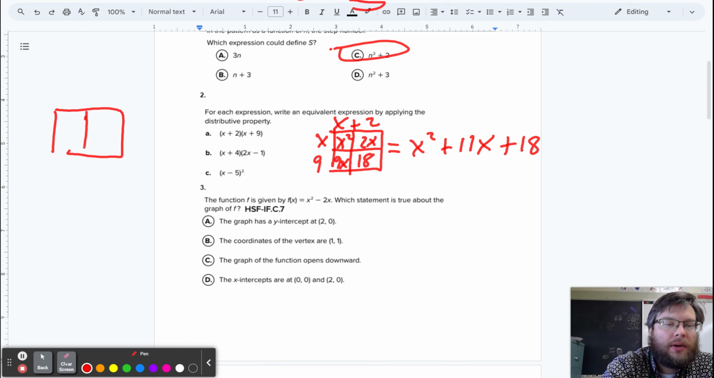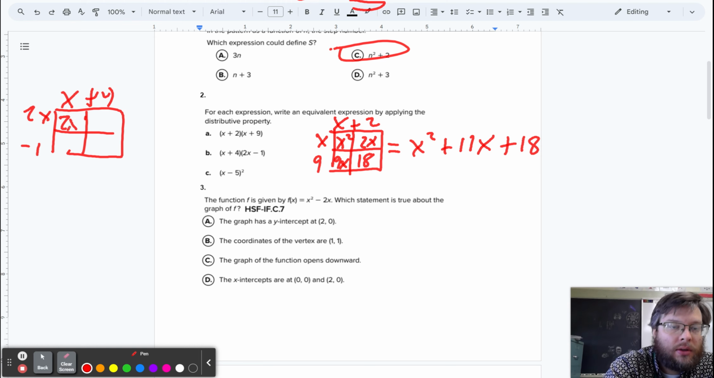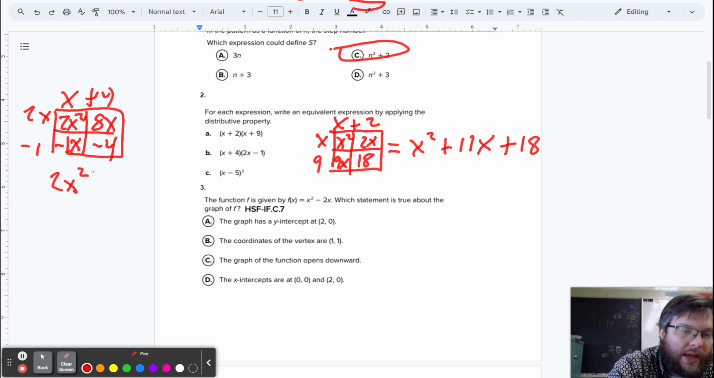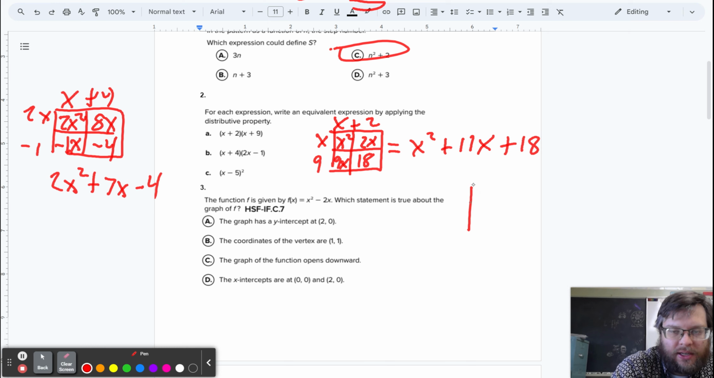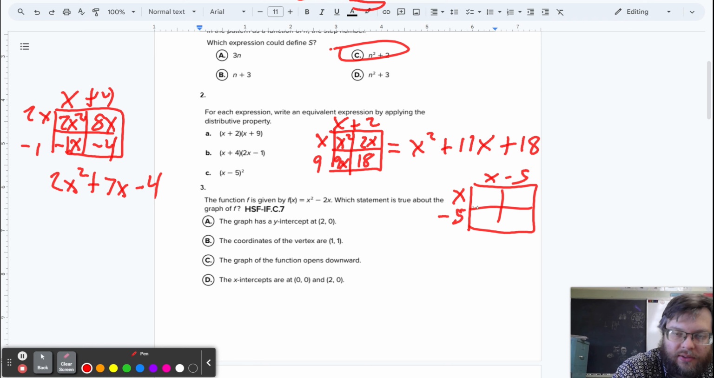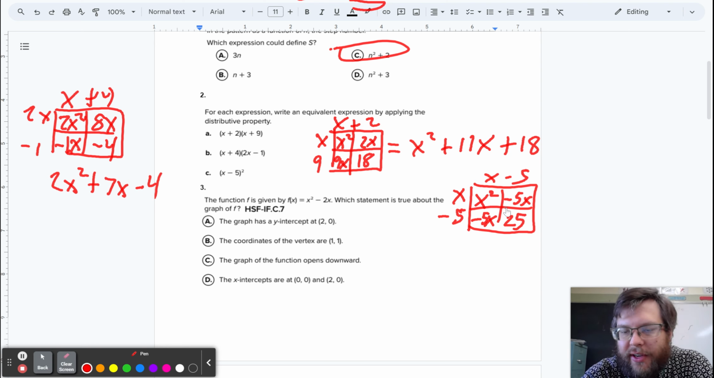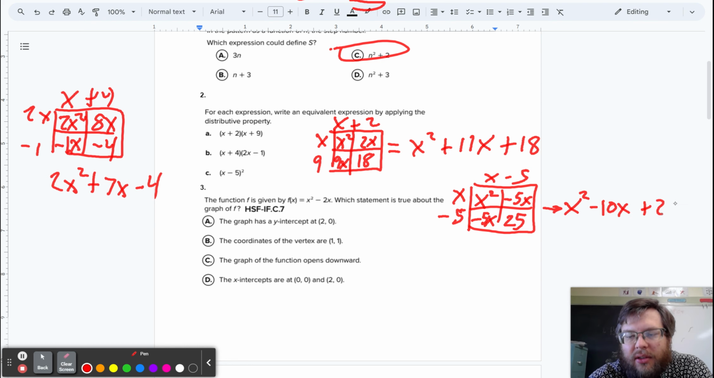Okay, here's part B, x plus 4, 2x minus 1. That makes 2x squared, 4 times 2x, negative 1 times x, negative 1 times 4. Add them up, I get that. The last one, x minus 5 squared, means x minus 5, and another x minus 5, leaving me x squared minus 5x minus 5x, double negative, so I get a positive 25. So I get x squared, add the x's together, add the 25 on the end.